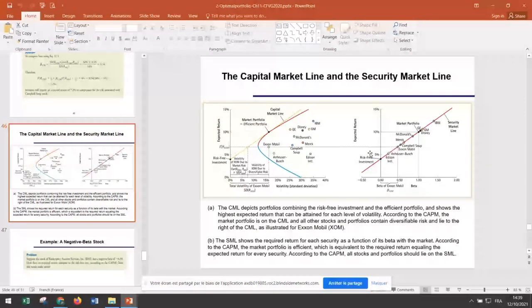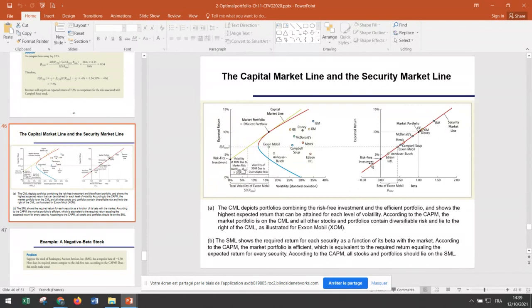Okay, and the CAPM assumes that all the financial securities in an efficient market stand or stay on the security market line. You can see that all these can be converted into the security market line.